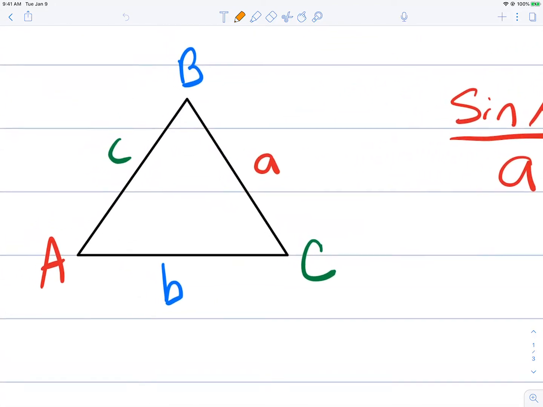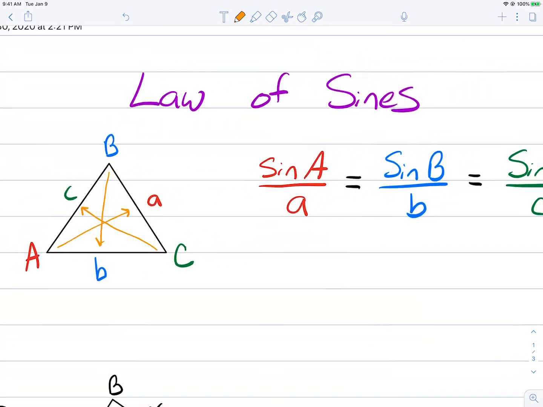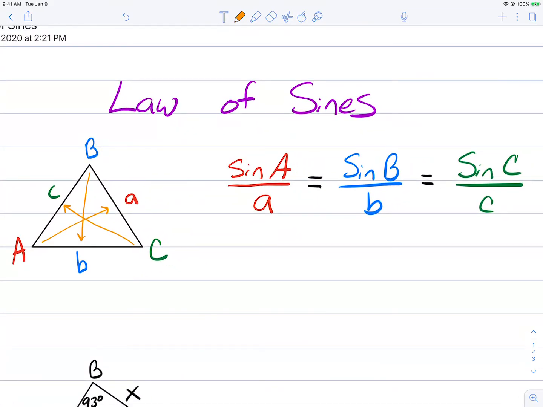So in a triangle, the way that we label it, if we use A, B, and C, is the angles are the uppercase A, B, and C. The sides opposite of it are the lowercase versions of those letters. I've color-coded it on here so you can see which ones I'm referring to. There's a proportional relationship between the sine of an angle and its opposite side, and you can create equations on a triangle to find a missing angle or missing side.